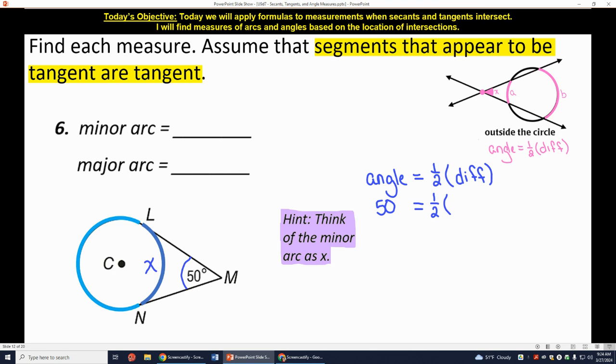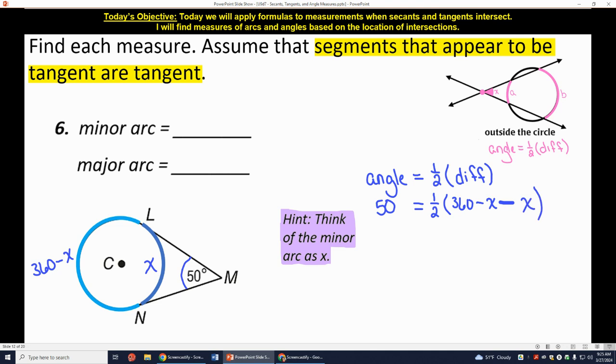If I knew what that x was, I would take it away from 360 to find the outside arc. But I don't know what x is. I'm still going to follow the same procedure though. I'm going to take the inside arc away from 360 to find the outside arc. And I'll leave it with the expression 360 minus the inside arc x. That's what I'm going to use for my formula. In my formula, I'm going to do the difference of the outside arc minus the inside arc. My outside arc is 360 minus x. Then I'm going to take away the inside arc. The inside arc is x.